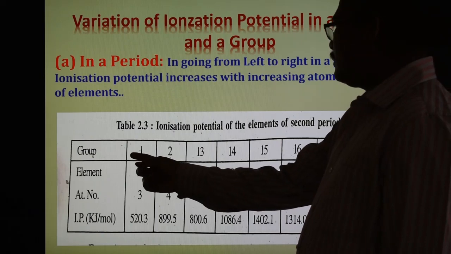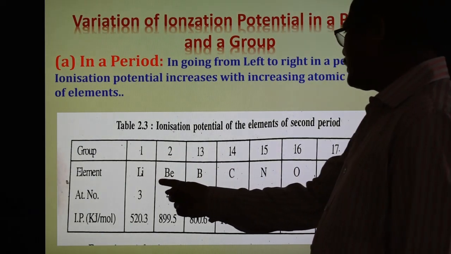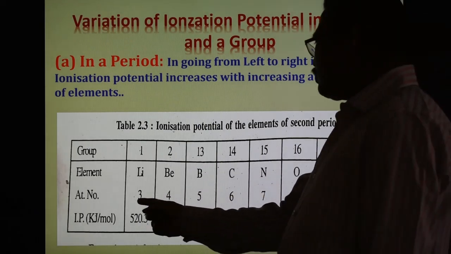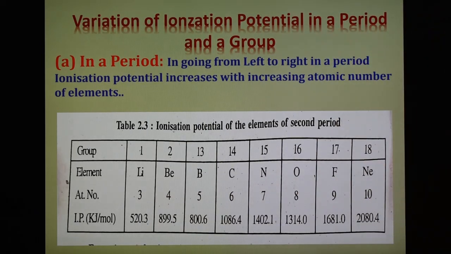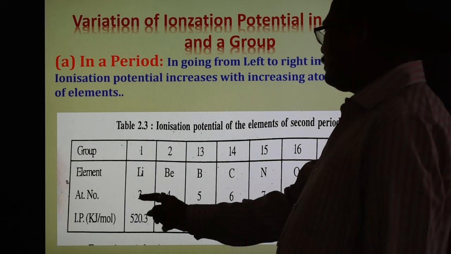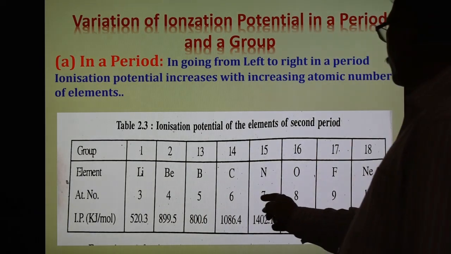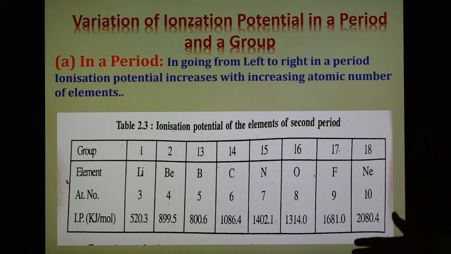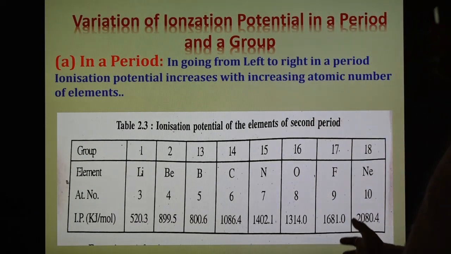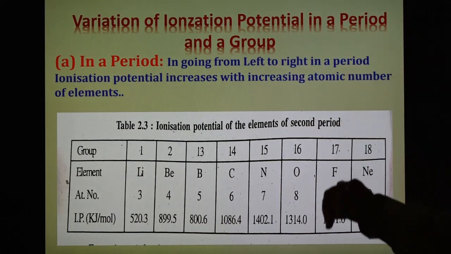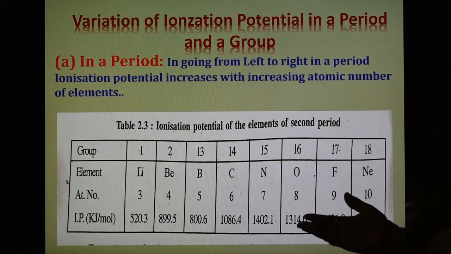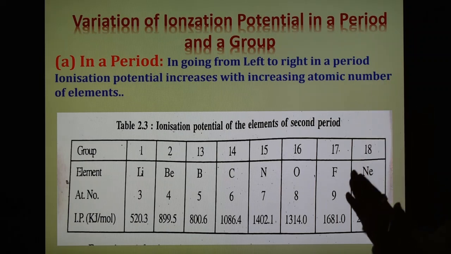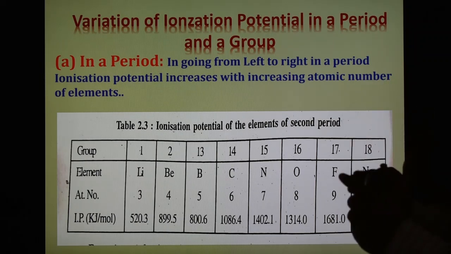Here the elements are lithium, beryllium, boron, carbon, nitrogen, oxygen, fluorine, neon, with atomic numbers 3, 4, 5, 6, 7, 8, 9, 10. The configuration of lithium is 2, 1, then 2, 2, 2, 3, 2, 4, 2, 5, 2, 6, 2, 7, 2, 8. As we have already seen, as we go from left to right, the electrostatic force of attraction between the positive nucleus and the valence electron increases, and therefore it is difficult to remove an electron from the valence shell. It is possible, but the energy required is more.